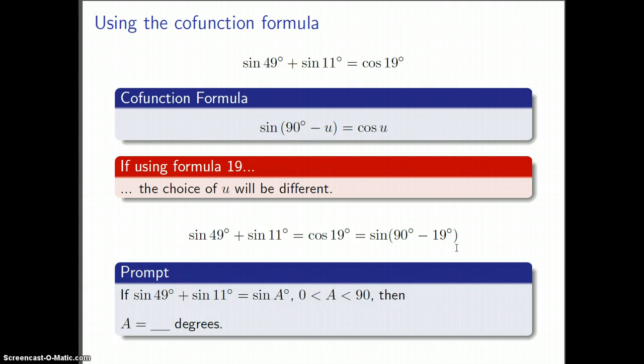And so now we can actually answer the prompt, right? Because now we have sine of some angle here. So that means our answer A is going to be 79.